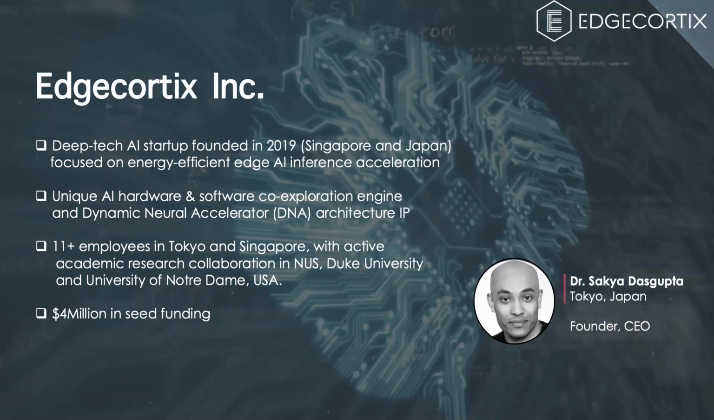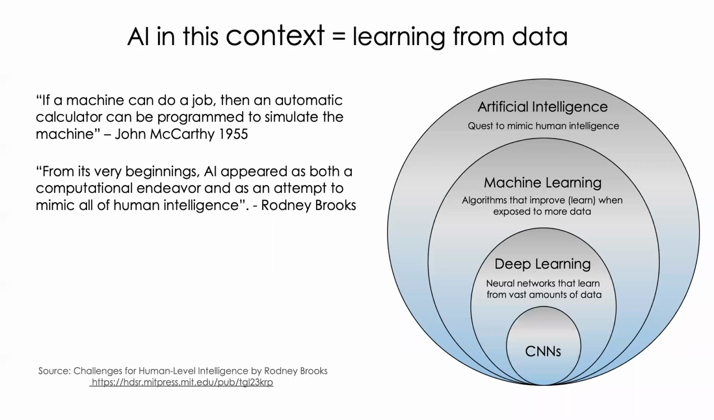At the very onset, let me address the elephant in the room, which is the term AI. Though we colloquially use AI or artificial intelligence, we need to define what we mean by AI in this context. I would like to make it clear that artificial intelligence, especially in the context of edge intelligence, or in the way we talk about it in the industry right now, is learning from data.